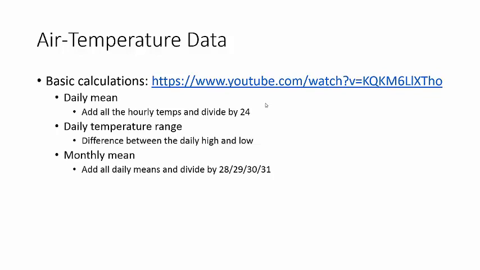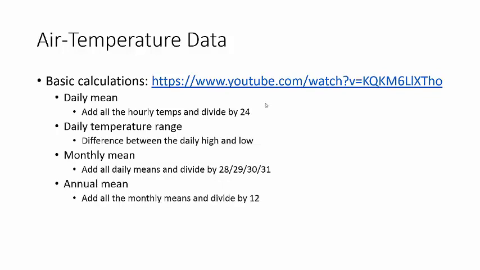Monthly mean. This one has a little bit of flex to it. You take all of your daily means and you divide by however many that you have. So some months, February, have 28 or 29 days. Some months have 30 or 31 days. So however many numbers or days that you have, you add them all together, you divide by that number of days.